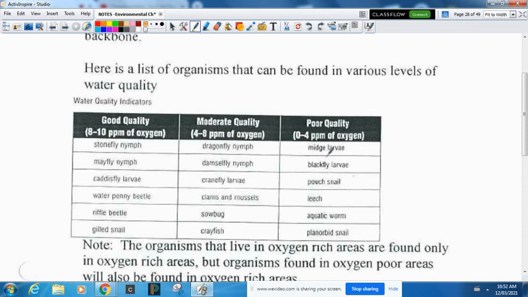If you found that there was black fly larvae and leeches and sow bugs, but then you also found some mayfly larvae, that now indicates that it's good water quality, because good water quality will have all of these, but it'll also have all of these as well. So all you have to do is sift through some mud, and you can actually figure out whether the water quality is good, moderate, or poor based on the organisms that can live there.